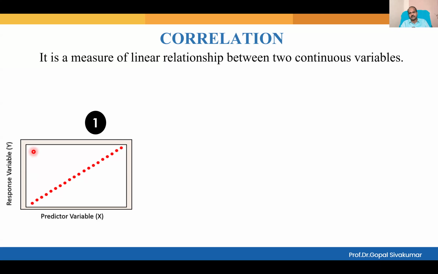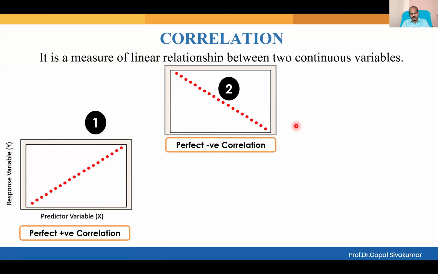So it is not only linear, it is linear positive. Over and above, the points are forming a perfect straight line. So it's not only linear positive, it is a perfect linear positive relationship. Hope all of you are with me on this. This is a case of perfect linear positive relationship.